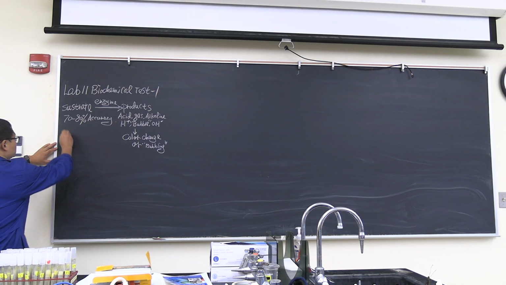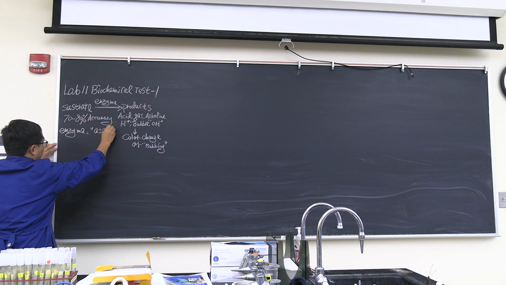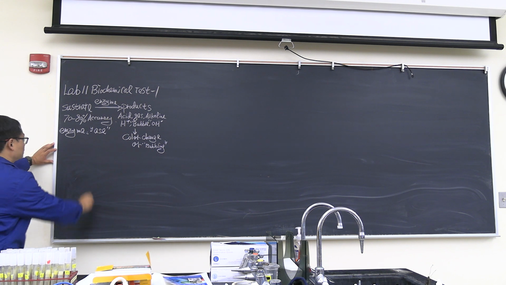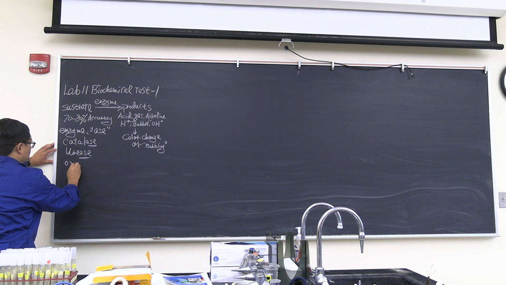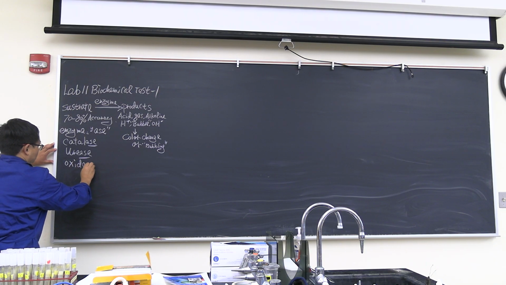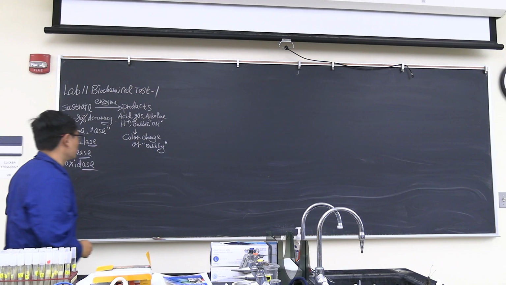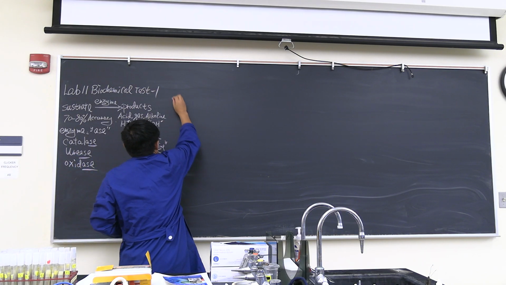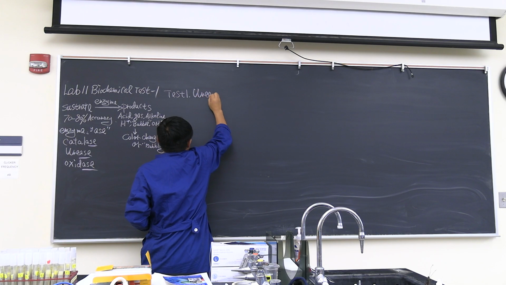But here there is one thing. How do you know it is an enzyme? ASE means enzyme. So for example, catalase. For example, urease. Oxidase. All these means it's an enzyme. Okay? So what's the work we're going to do today? We're going to do test 1. Urea test.